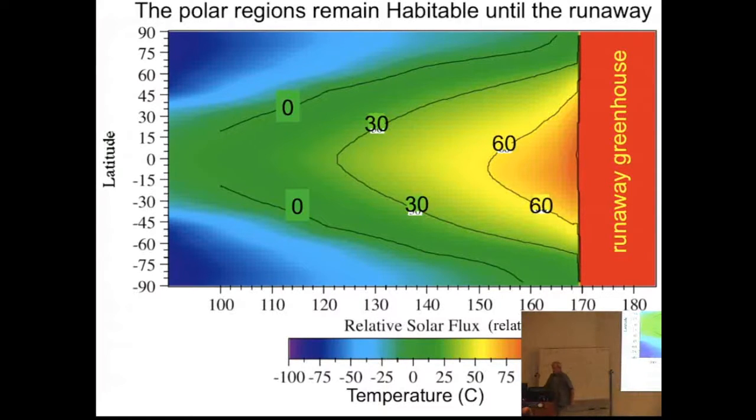For aqua planets. Say what? This is percent, yeah. This is one of Dr. Abe's plots. I'm just cheating and using it.